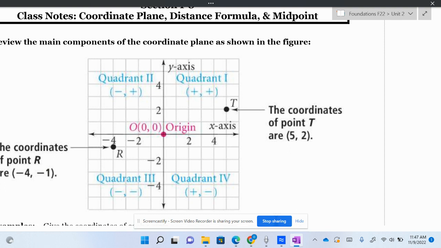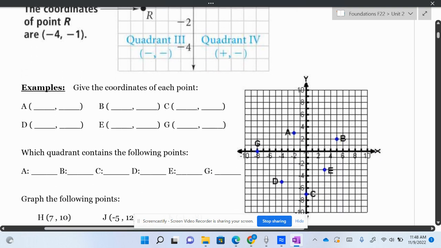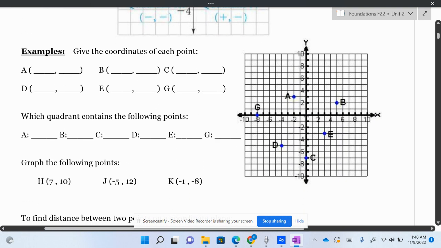You guys should know how to name ordered pairs. We did that. We even did a Desmos activity and a coordinate grid puzzle. So you guys should definitely know how to do that, so I'm not spending any more time on that. Okay, so we are going to do a couple of these.